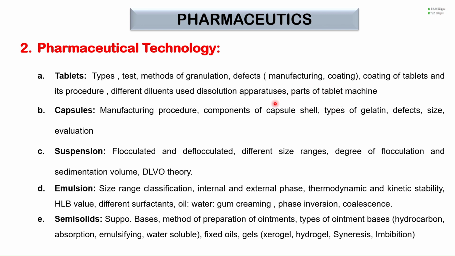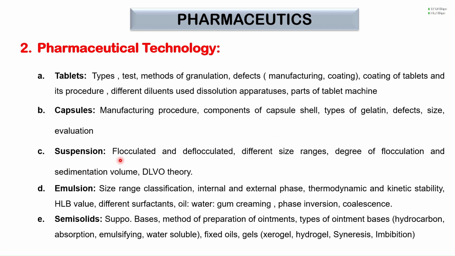Okay. Capsules. Specifically, tablets and capsules are more or less similar in their assay or test part, but what you must read additionally in capsules is the manufacturing procedure of capsules, and there are various steps like dipping, stripping, trimming. You must go through that also. Components of capsules, types of gelatin, type A, type B, and defects and size evaluation like 000, 00, and the volume or amount of liquid that can be stored in them.